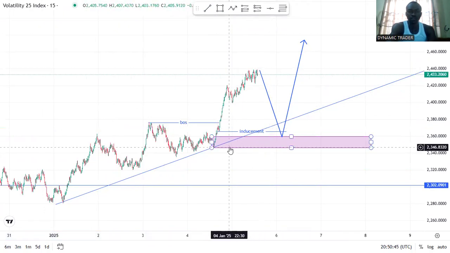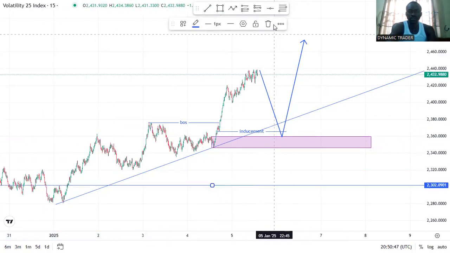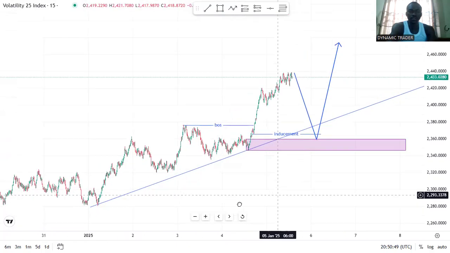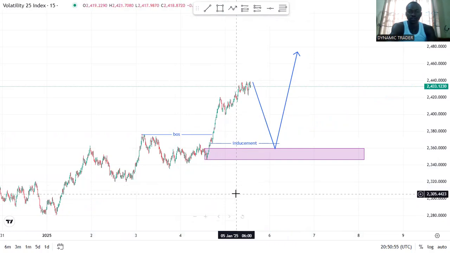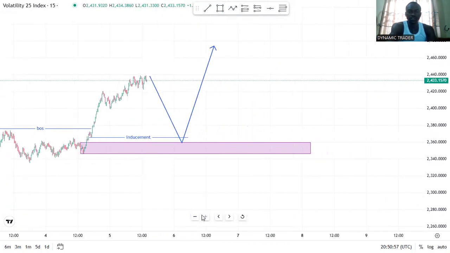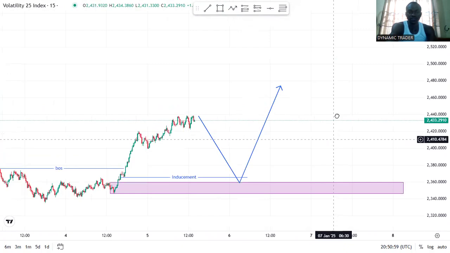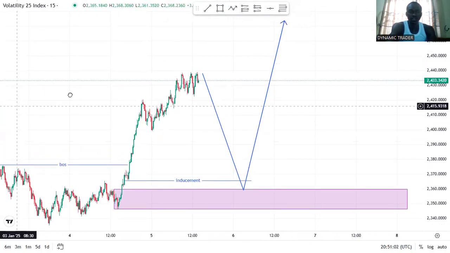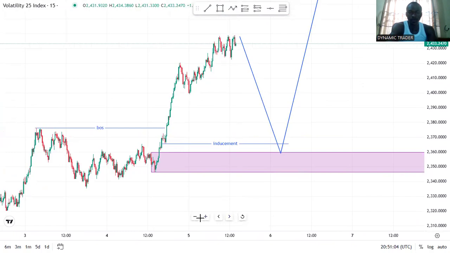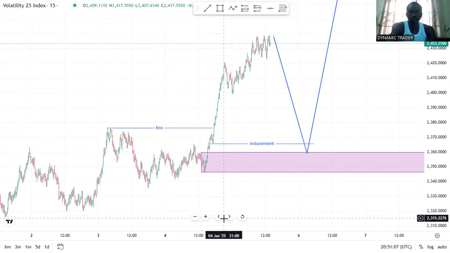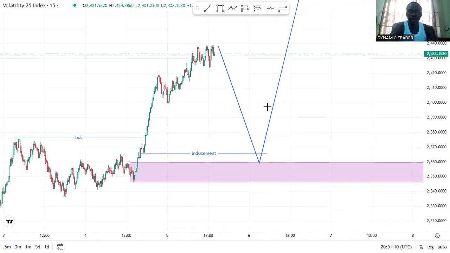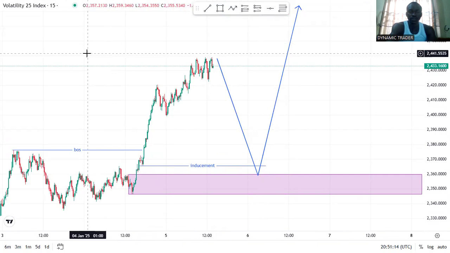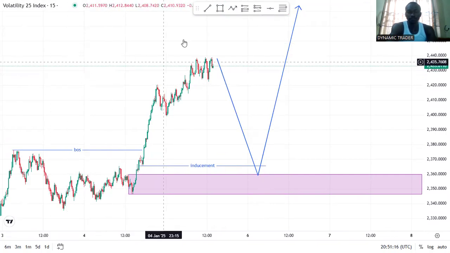So let me delete all this. All right. So if I don't want to mislead you with this trend line, I'm just using it as a confluence. All right. So this is the clear setup that I'm waiting for on the 15-minute time frame for volatility 25. So now what I'll simply come and do now is I'll plot my buy limits.